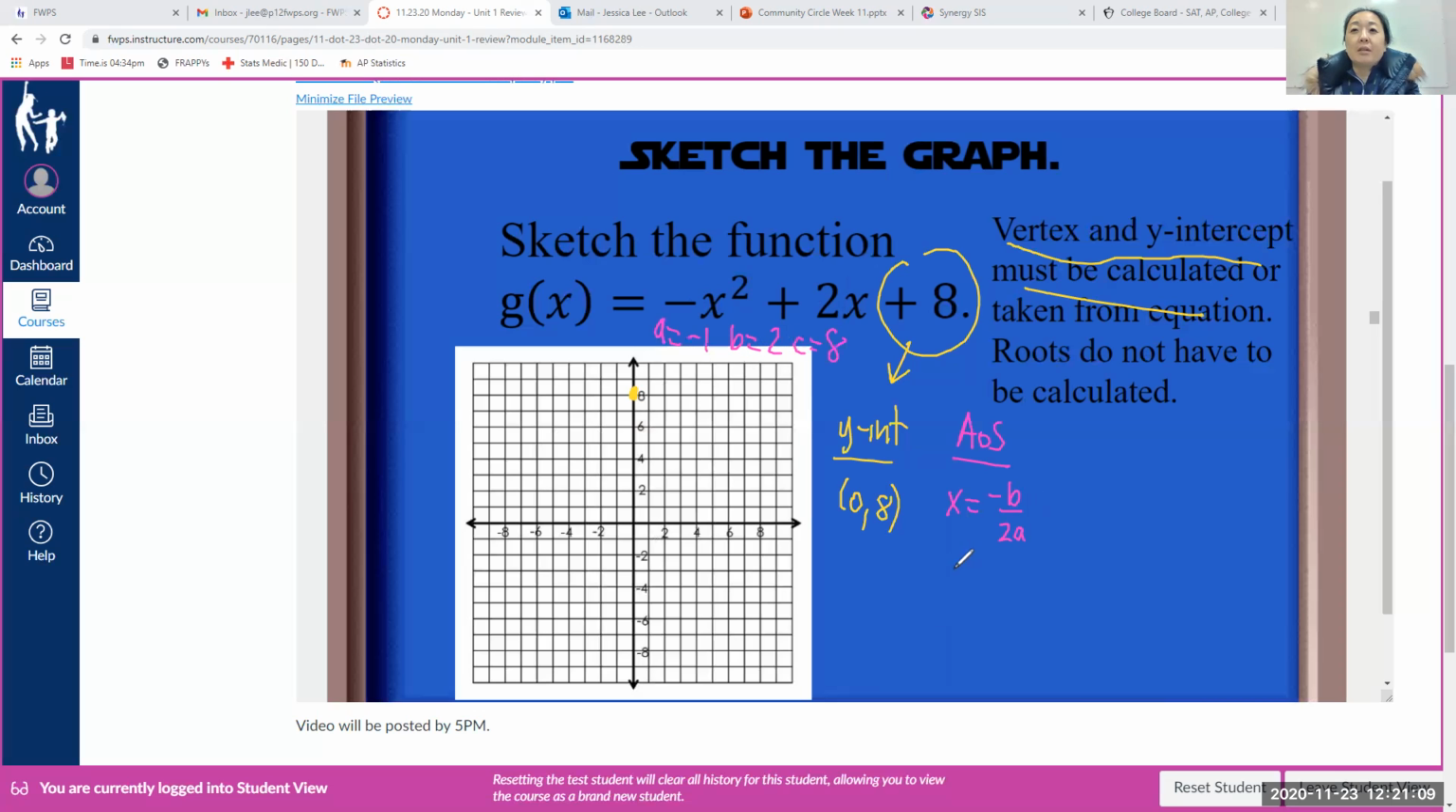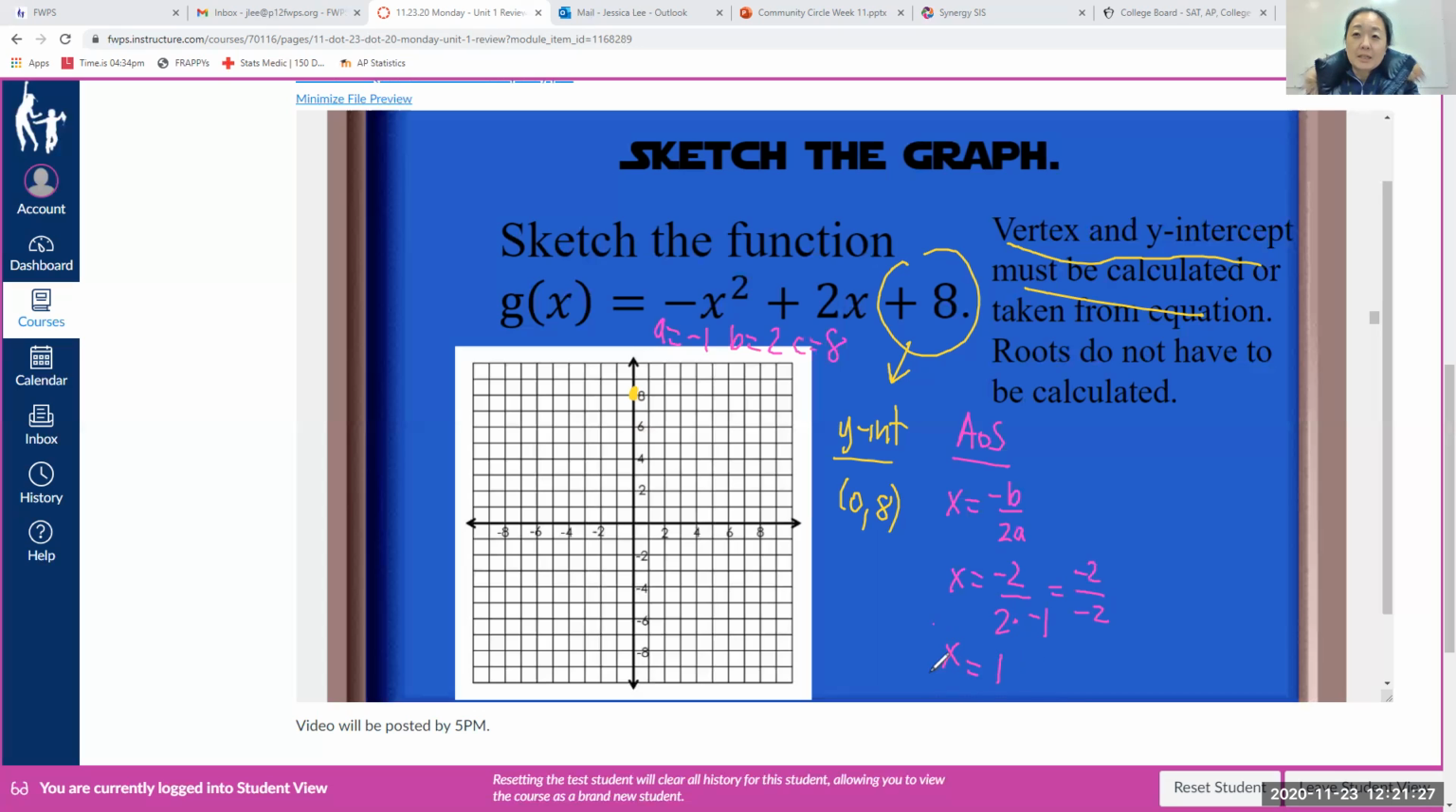So x is equal to -b, so -2, over 2 times a, which is -1. And so that's going to reduce down to -2 over -2. What is -2 over -2? Positive 1. So our AOS is positive 1.